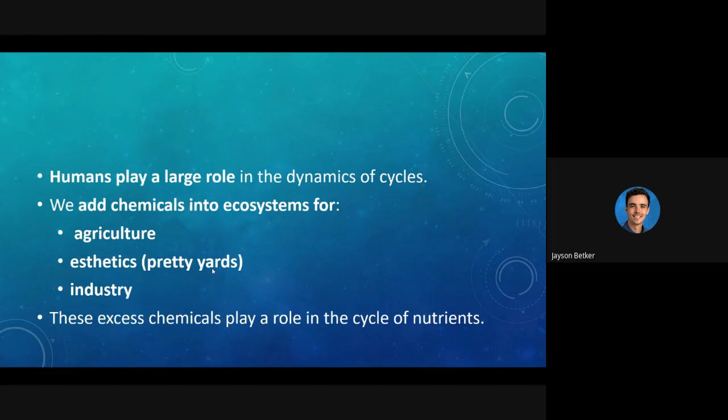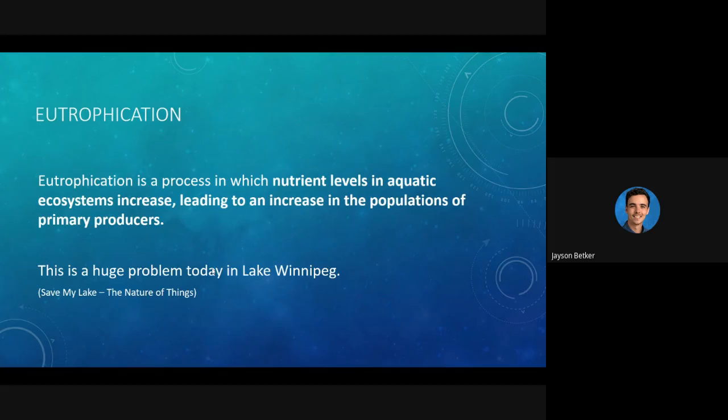So for agriculture, or even for aesthetic reasons like having a nice, pretty, green, lush yard, or for other industry reasons, we tend to add chemicals into ecosystems. And these excess chemicals will play a role naturally in the nutrient cycles within that ecosystem, and they're not always good. So let's take a look at one of them, and it's our main topic for today.